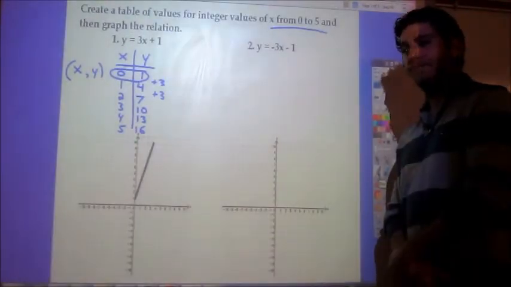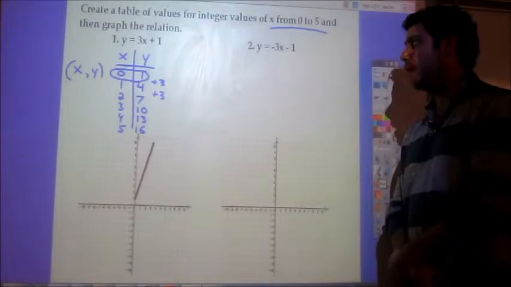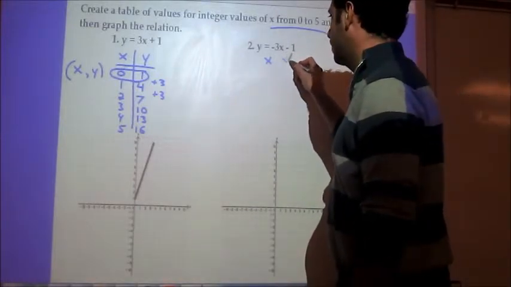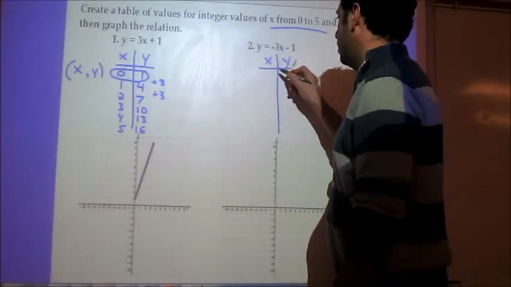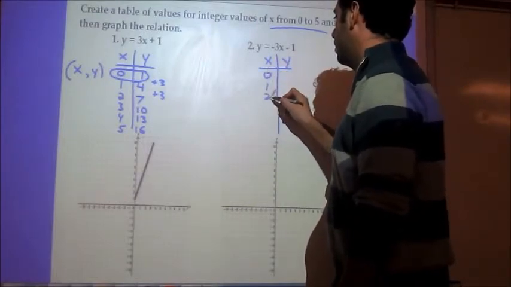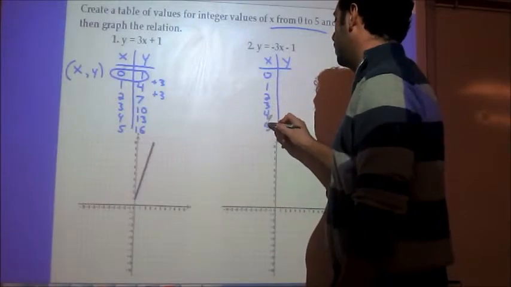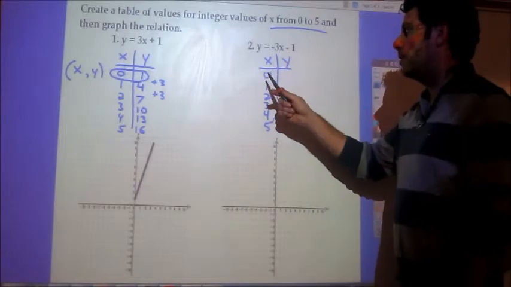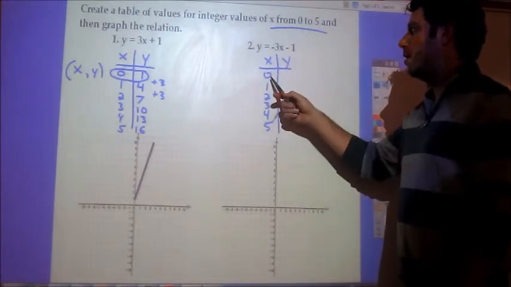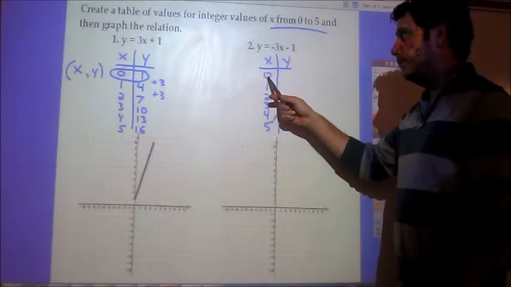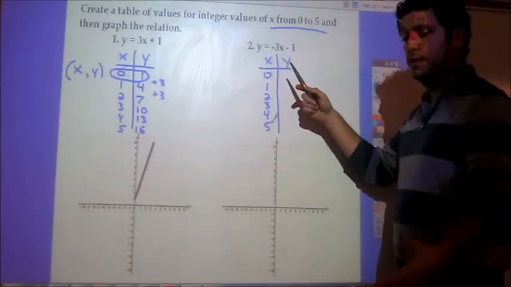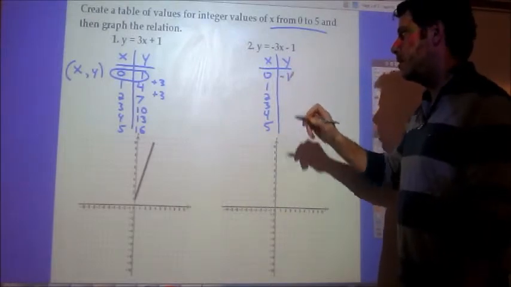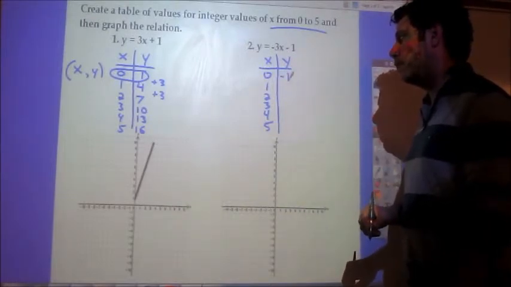How about number 2? y is equal to negative 3x minus 1. So let's start by creating our table of values. And we will list the numbers 0 to 5, x values 0 to 5. And then we're going to determine what y would equal in each of these cases. So when x is 0, negative 3 times 0 would be 0. 0 minus 1 would be negative 1. So when x is 0, y would be negative 1.